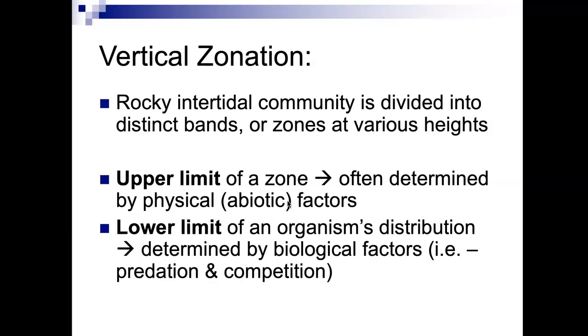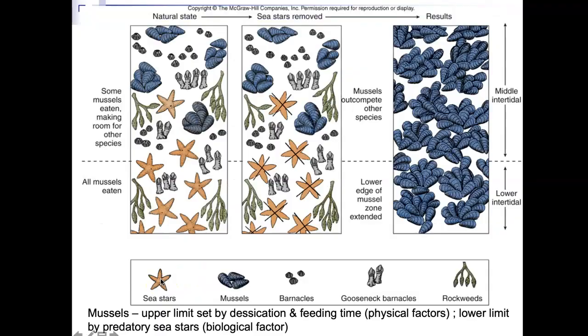So this slide, you can mark this, is really important because this is why we have vertical zonation. So you need to know these two limitations. What limits the upper limit of an organism in its zone? Abiotic factors like desiccation, temperature and salinity changes, things like that. And then the lower limit is really going to be determined by biological factors, predation and competition. So make sure that you know that.